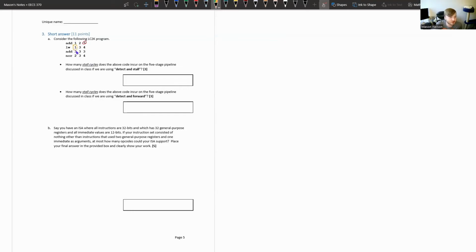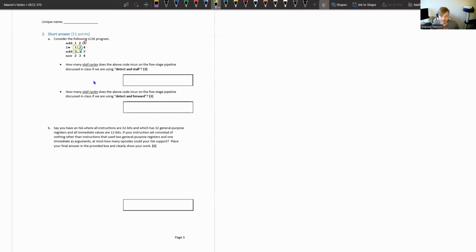Let's then consider the load and then the second add. The load is modifying register 3, and the add is reading register 3. And it is reading register 3 twice, but in our pipeline, those reads would both be done at the same time. So we don't need double stalls for this dependency.